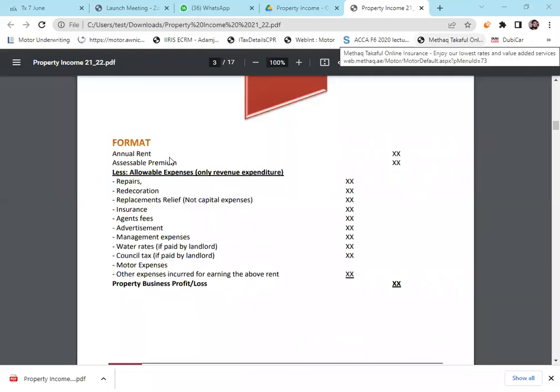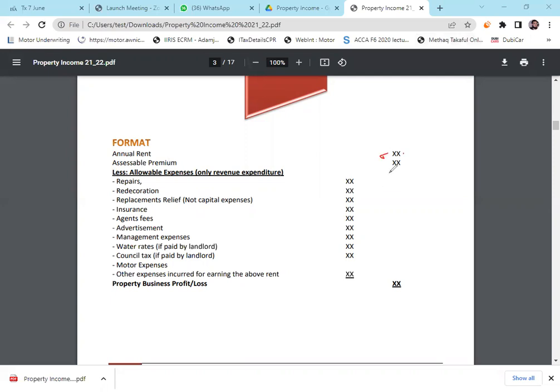Saying that annual rent is here, premium is going to add in the rent, which means premium is going to increase the answer. If property income increases, definitely tax is going to increase, and if property income decreases, tax is going to decrease. And then we do have some allowed expenses.